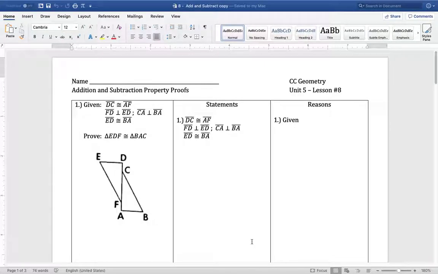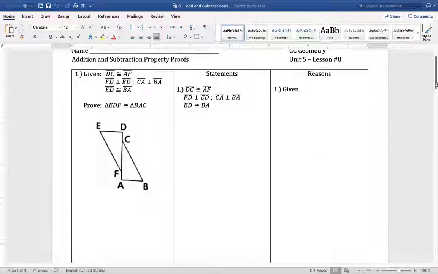The addition and subtraction property proofs. This could probably be one of the harder proof lessons, just so you know. And these proofs don't show up on every Common Core exam, but they do sometimes show up. They have in the last couple years.